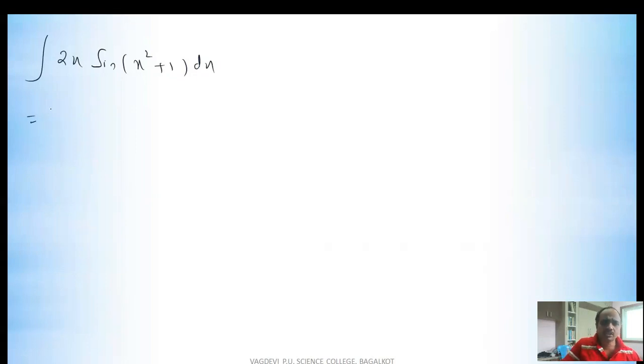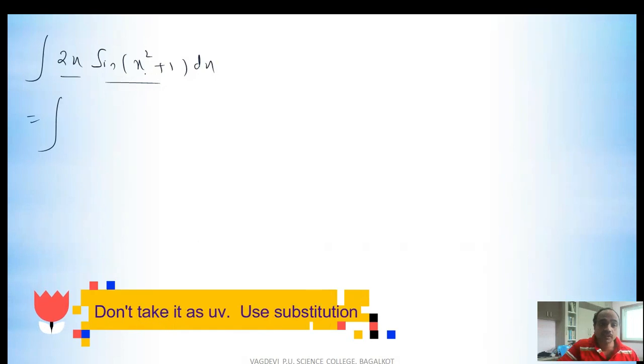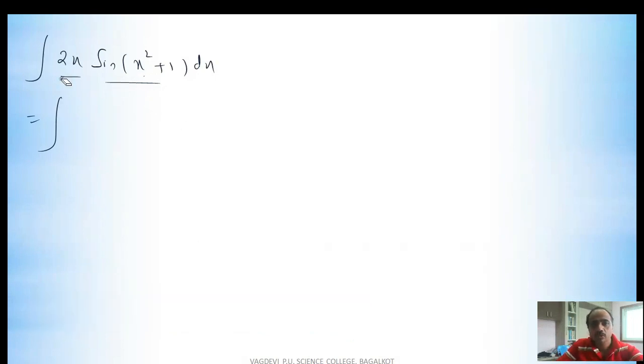So many times students take it in a wrong way. They think that this is u into v because 2x is algebraic, sine is trigonometric. You can apply u into v, but it's not required at all. Reason, derivative of x square is 2x. When there is a function and its derivative, you can easily simplify it. Why take the trouble of applying u into v? That's very tedious. So derivative of x square plus 1 is 2x, and 2x is there. I've clearly told you the technique: function and its derivative. That's all.